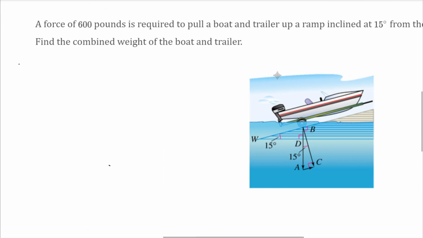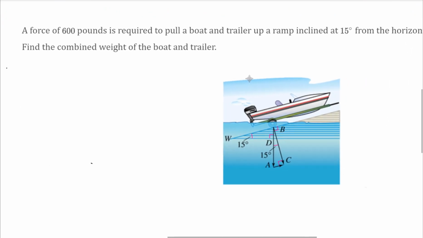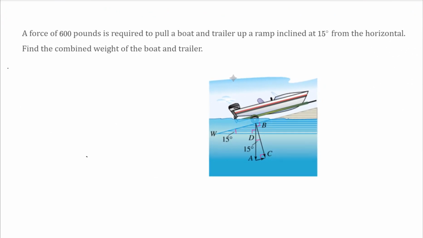A force of 600 pounds is required to pull a boat and a trailer up a ramp inclined at 15 degrees from the horizontal. Find the combined weight of the boat and the trailer. This is the big one. Let's keep looking into this, and everything has to do with the picture.